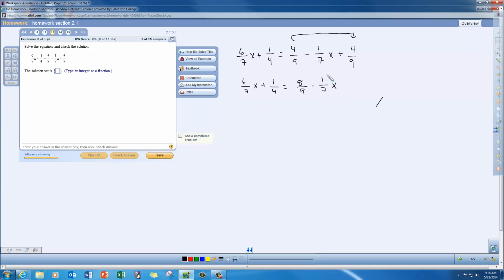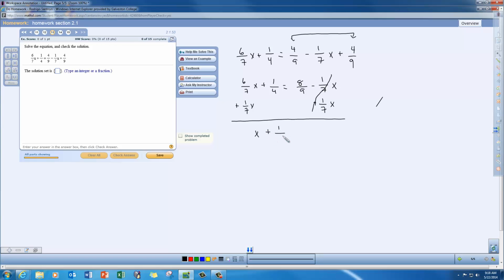Once again, we're just using the addition property. So this is a negative 1/7x. So we're going to do the opposite, and we are going to add. Once again, what you do to one side of the equal sign, you do to the other side. Make sure you match it up with the other variable term on the other side. Those will cancel out. 6 over 7x plus 1 over 7x gives us 7 over 7x, which reduces to just x, because 7 over 7 just equals 1.